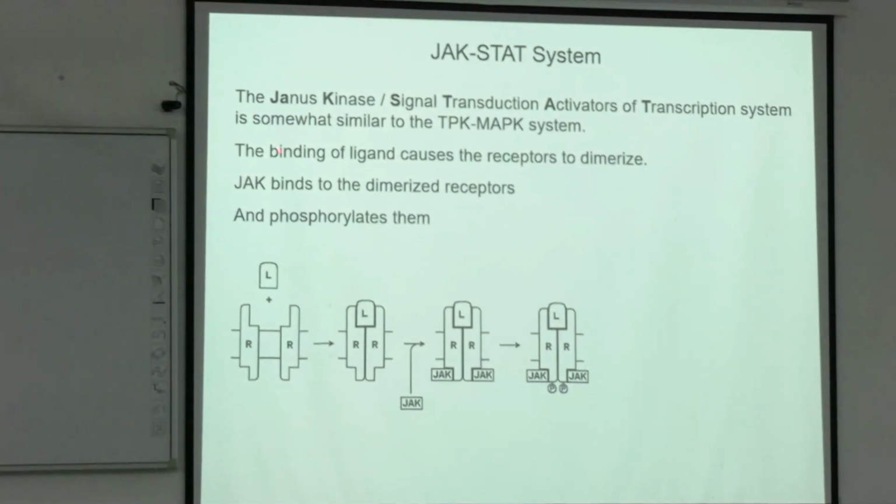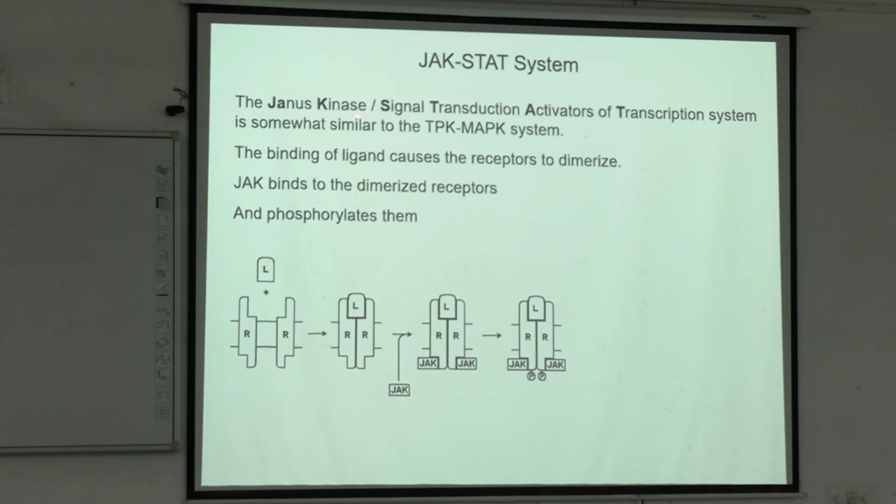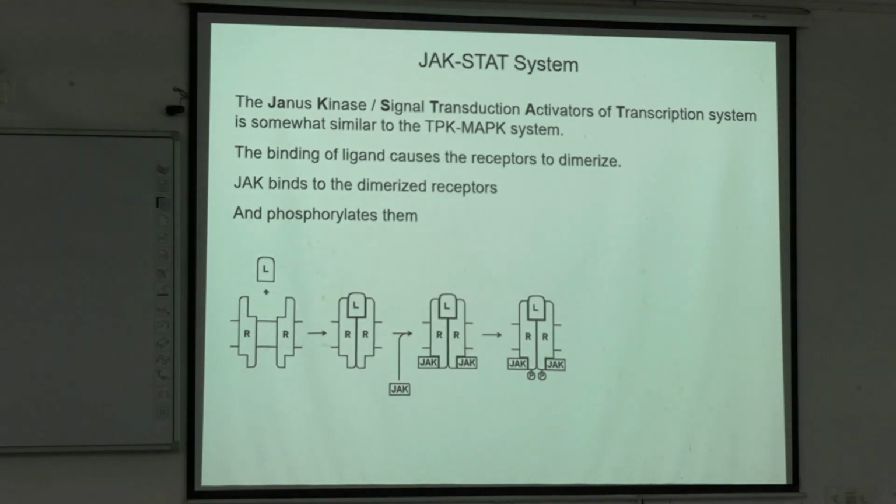Now, what is the JAK-STAT pathway? Is there any regulatory step? Remember, in second messengers, there must be some regulatory point. What is that? The Janus kinase or signal transducer and activator of transcription system is somewhat similar to the tyrosine protein kinase and MAP kinase pathway. The JAK binds to a dimer receptor. Which receptor? It can be a tyrosine kinase receptor, or a tyrosine kinase-like receptor.